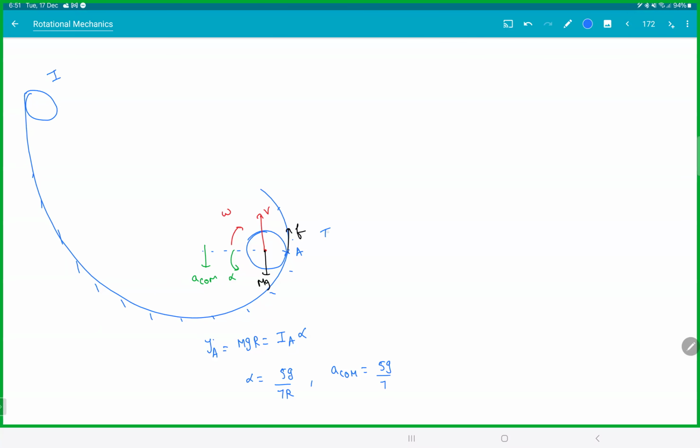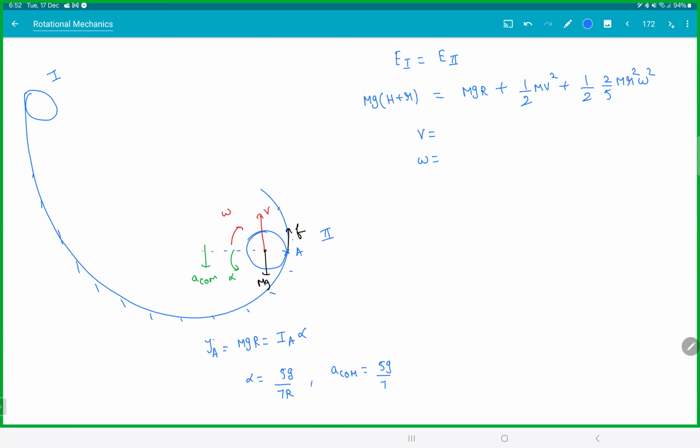This is state 1 and this is state 2. So we can conserve energy from state 1 to state 2. Initially, the potential energy is mg(h plus r). Now the energy is mgr plus half mv square plus half I omega square. I is 2 by 5 mr square, times omega square. We can solve this. I can get v from here and omega from here. I will leave the working to you.